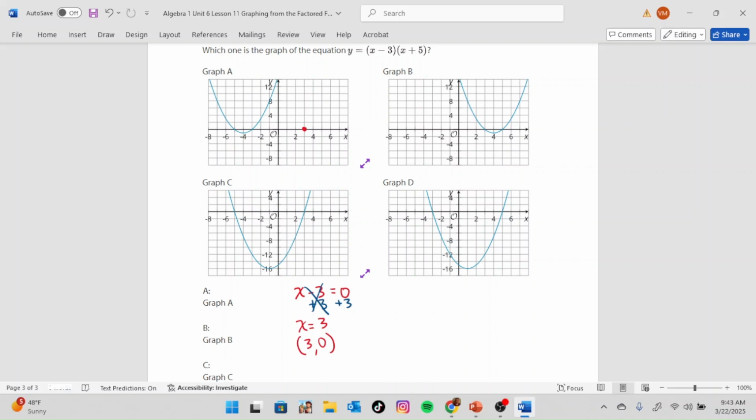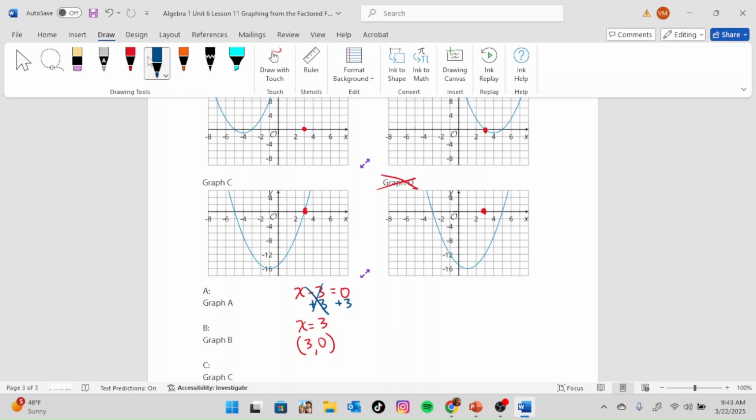So it cannot be graph A. It could be graph B. It could be graph C. And it cannot be graph D.